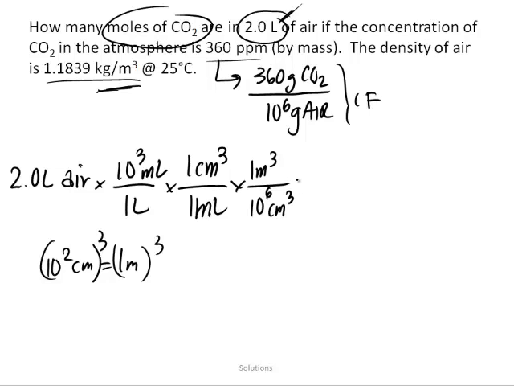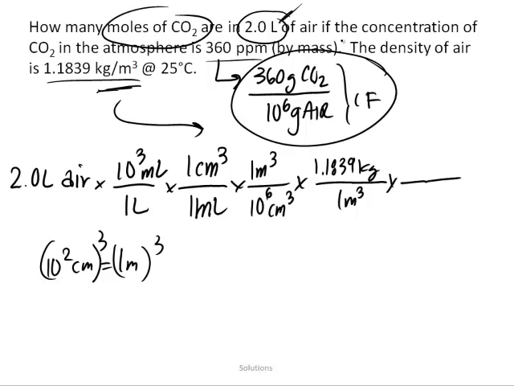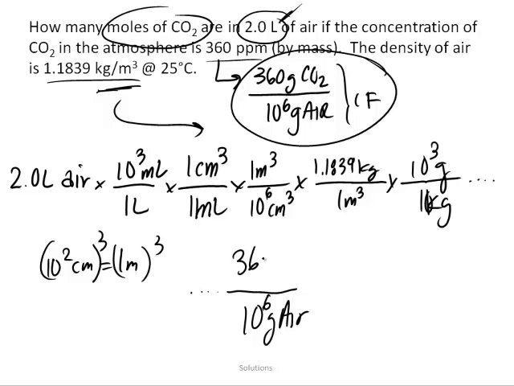Okay, and now I can finally use my density as a conversion factor, in that I've got 1.1839 kilograms of air per meter cubed. And then I'm going to start to use this as a conversion factor. So first I'm going to go from kilograms, 1 kilogram, 10 to the 3rd grams. I'll also continue this conversion factors down here. And then finally I've got my 10 to the 6th grams of air and 360 grams of CO2.